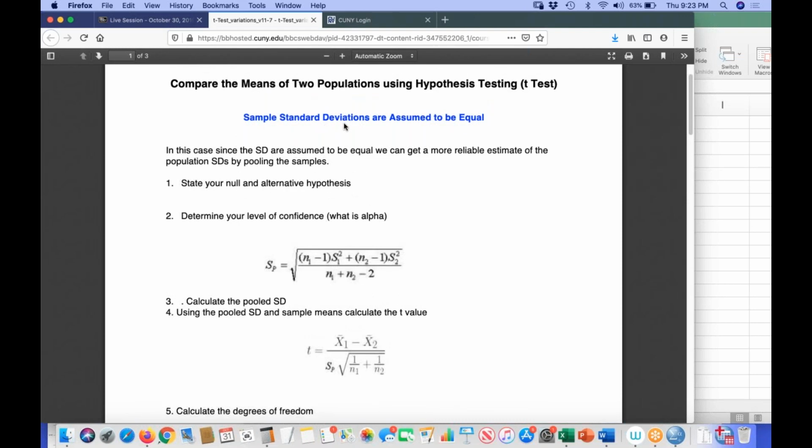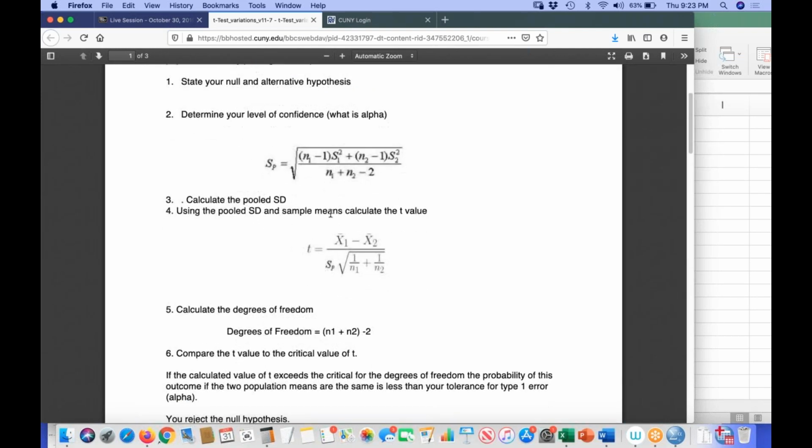For this first one, the standard deviations are going to be equal. This is our main formula right here, the t-score. Remember, we're still comparing it to the t-value for, in our case, 16 degrees of freedom. We looked that up on the table, right?